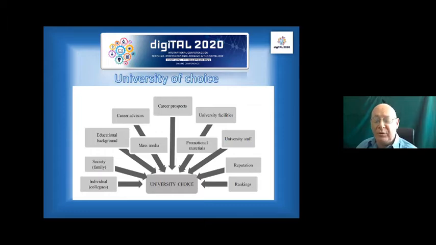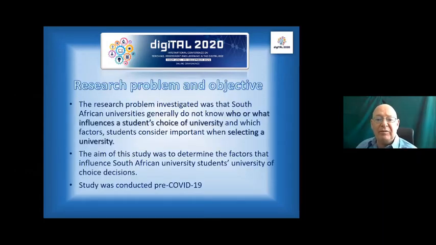One of the research studies conducted at our university is trying to develop a ranking framework for African universities. So university ranking, and specifically university reputation, is very important. What I'm going to look at as a research problem in the study was who or what influences students' choice of university, and what factors students consider very important when they select a university. We did the study pre-COVID, and the COVID pandemic has had a drastic effect on our research study, and I will highlight that in a moment.